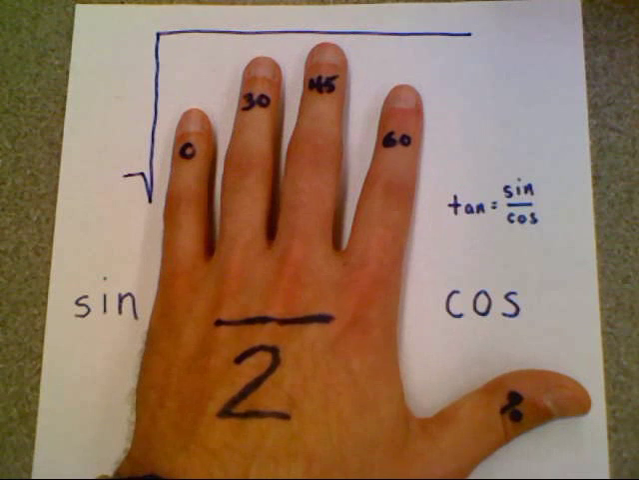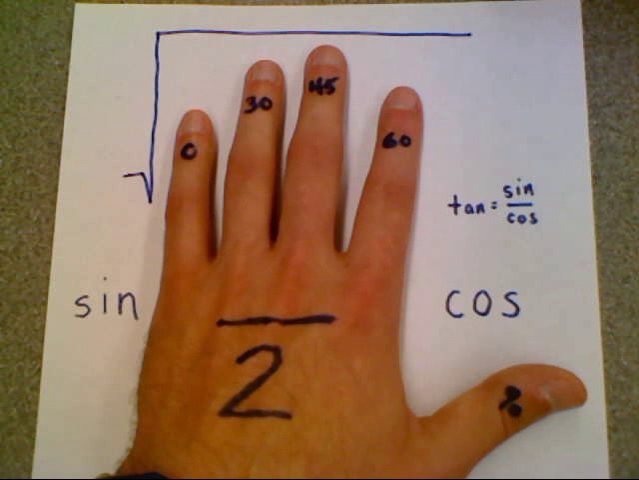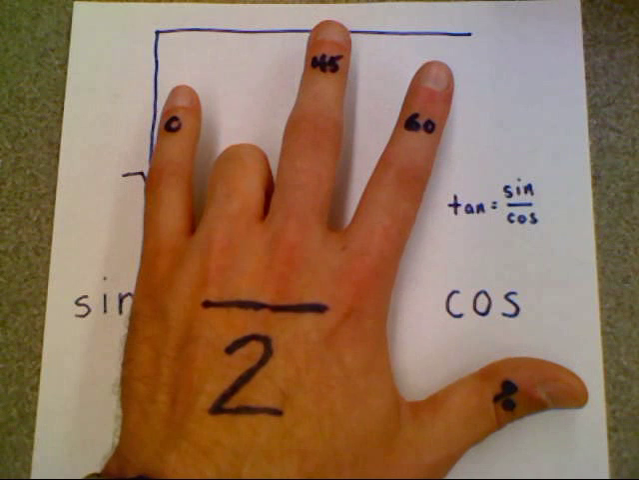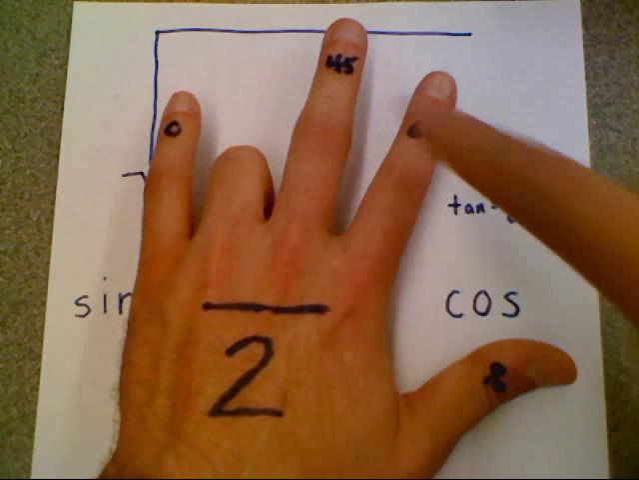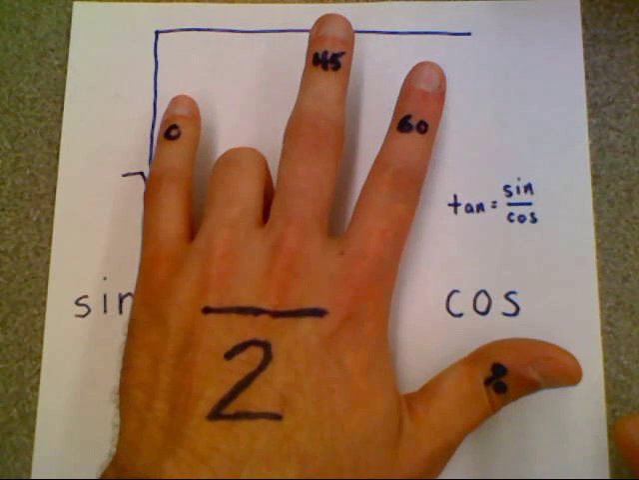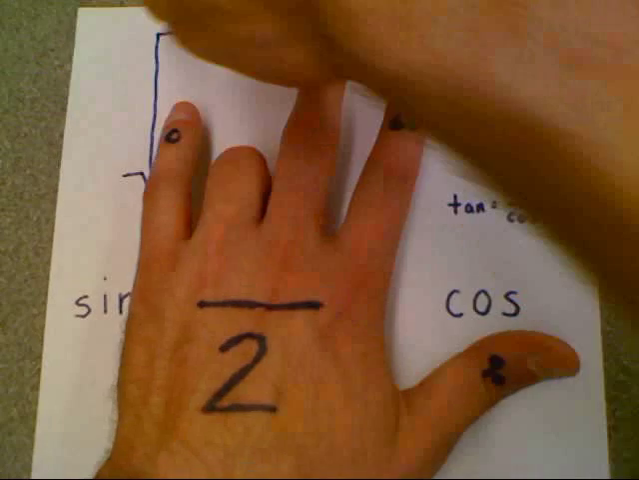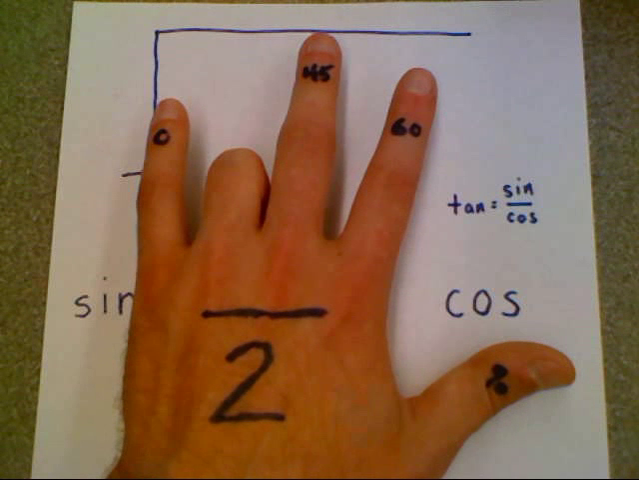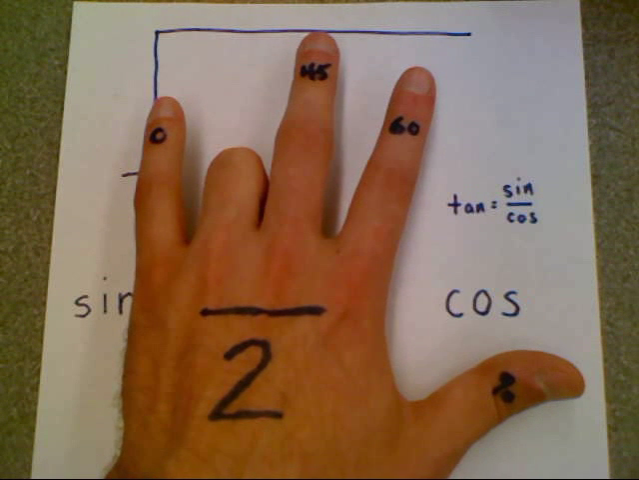Let's do one more. Let's say cosine of 30. Cosine is right part of the hand, 3. So radical 3 over 2 for the cosine of 30.